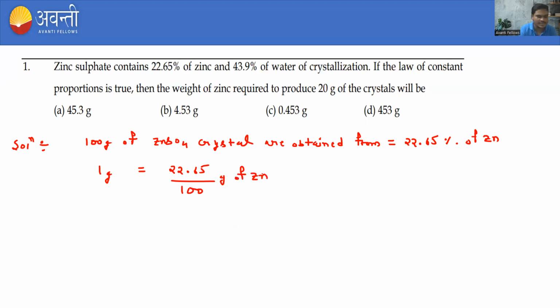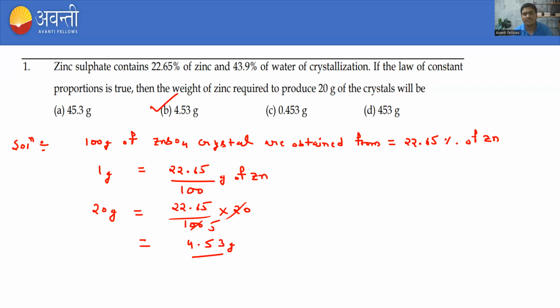So in this question, they are asking for 20 gram, you have to calculate. So this is a very simple question. ये तो stoichiometric वाला ही question हो गया है ना? So 22.65 upon 100 and multiply by 20. So this comes out to be 4.53 gram. So which one is the correct option? Yes, that is option number B. So option B is absolutely correct for this question.